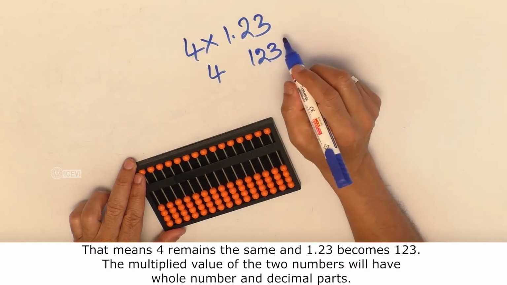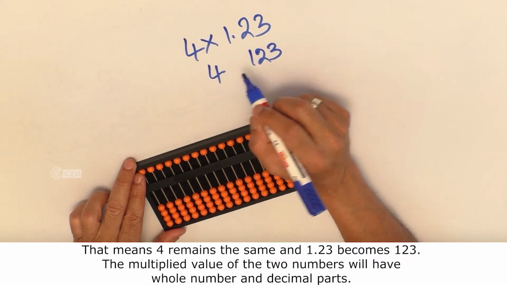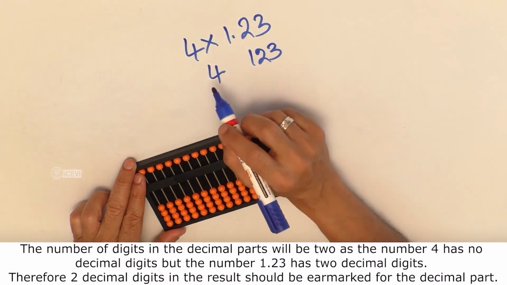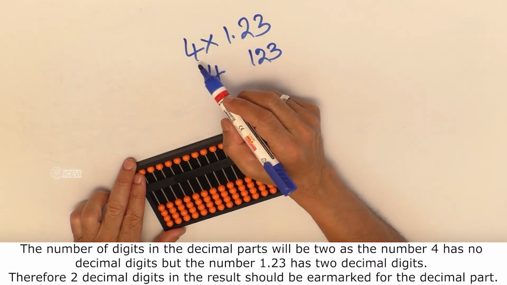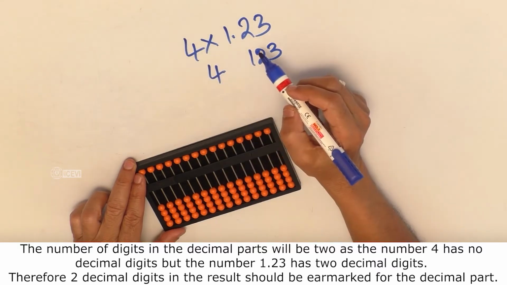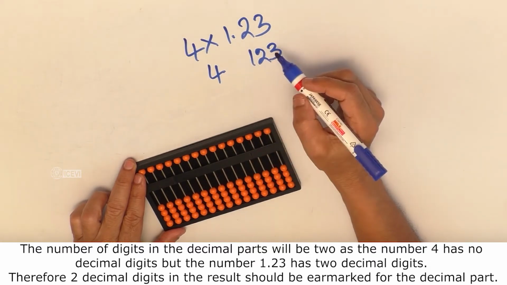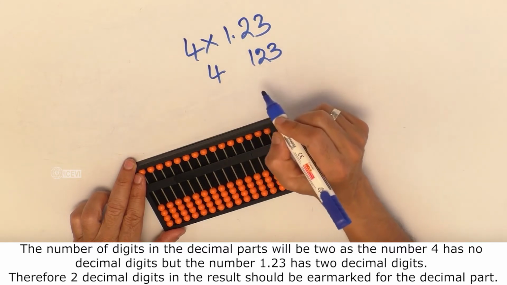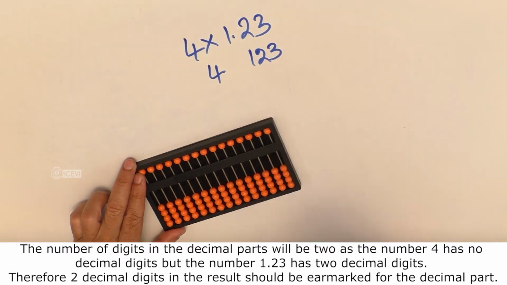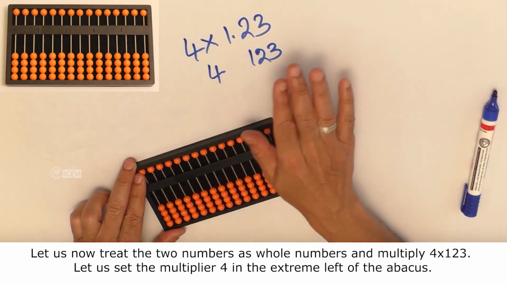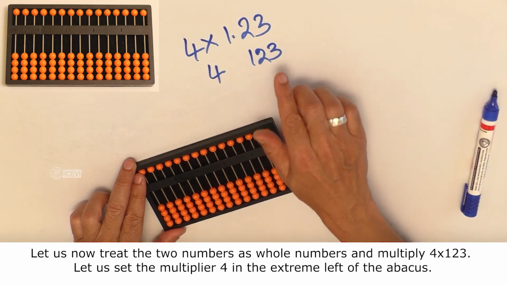The multiplied value of the two numbers will have whole number and decimal parts. The number of digits in the decimal part will be 2, as the number 4 has no decimal digit, but the number 1.23 has 2 decimal digits. Therefore, 2 decimal digits in the result should be earmarked for the decimal part. Now, let us treat the two numbers as whole numbers and multiply 4 and 123.